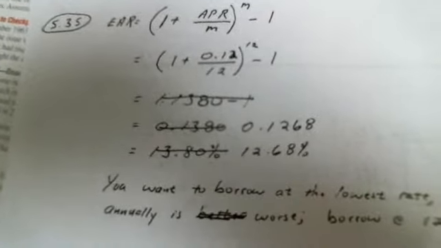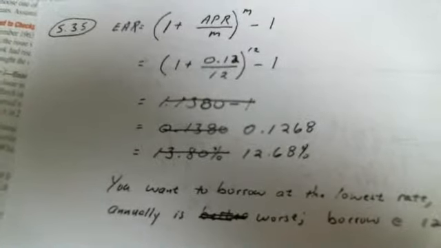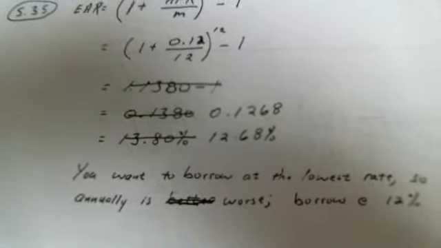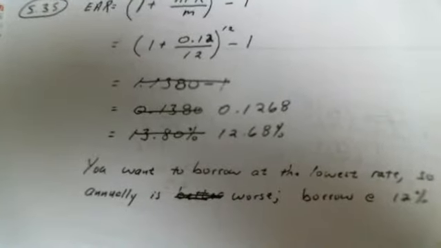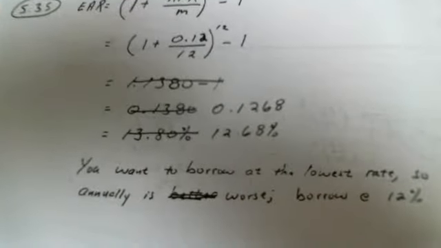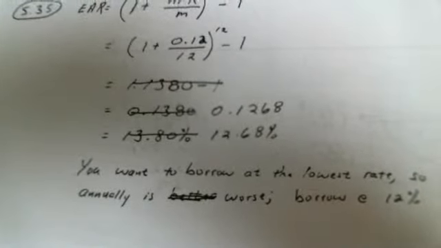Hopefully you have some work that is similar to this. And again, perhaps I should have cleaned it up a little bit for you, but I'm hoping that you can see what's going on here. The APR that was given was 12%. It is compounded monthly, and so the M is 12. Once you begin to turn the crank, so to speak, on the formula and using your calculator, we get that the 12% has an effective rate of 12.68%.